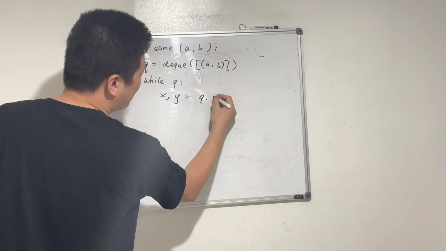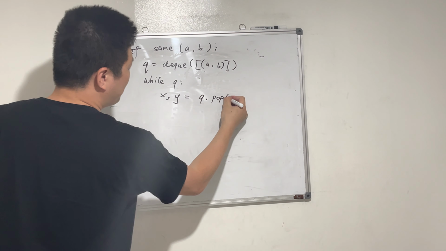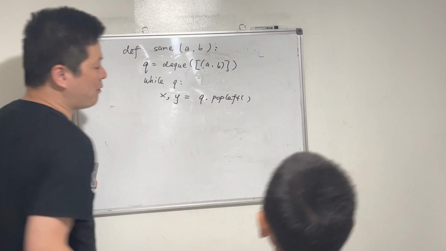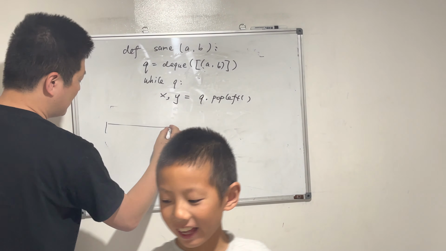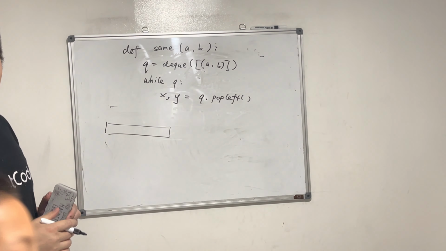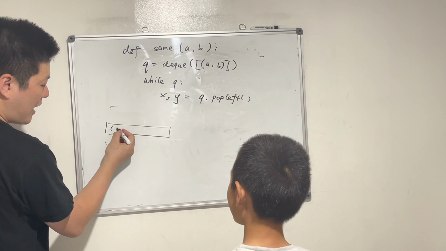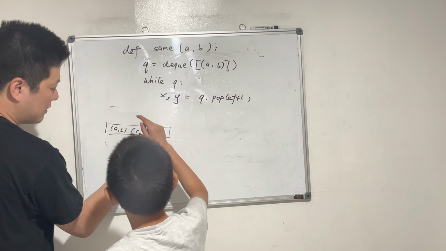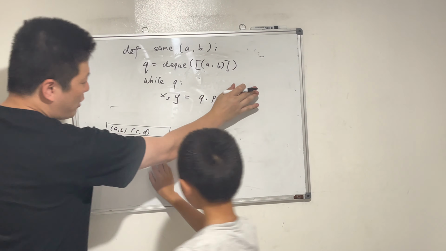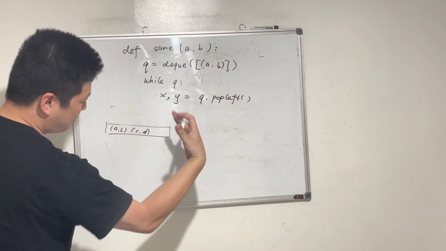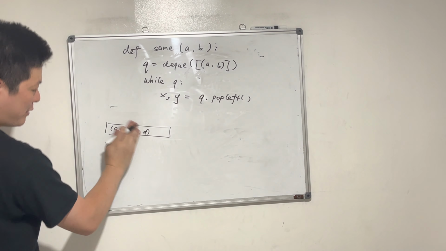So Q dot pop what? Pop left, yes. Because if you're not saying pop left, if you just pop, what does it mean? It'll just take anything. No, A and B. It'll take the B. No, it'll take the C and D. Pop means pop right. Pop left means pop left.